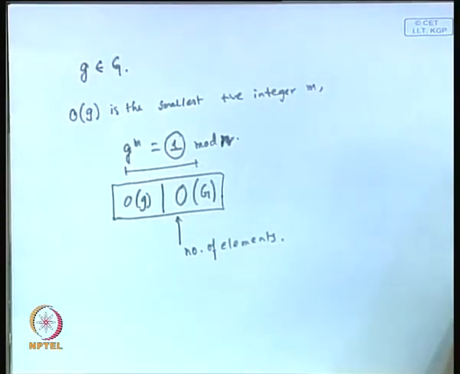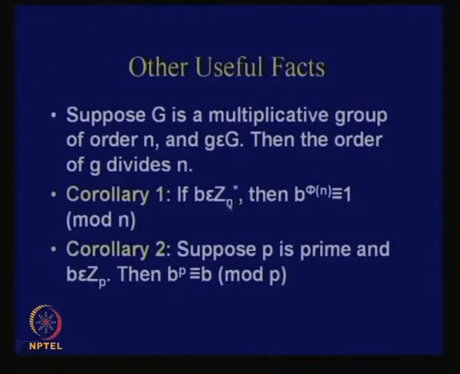So, the two natural interesting corollaries are as follows. If you take b which belongs to Zn star, which is a multiplicative group that we know, suppose the order of b is say d. Then b to the power of d should be equal to 1, right. And what is the order of the group Zn star? It is phi n, which we have seen. So, b to the power of phi n has to be equal to 1 mod n, because d will divide phi n, and therefore b to the power of phi n is also equal to 1.